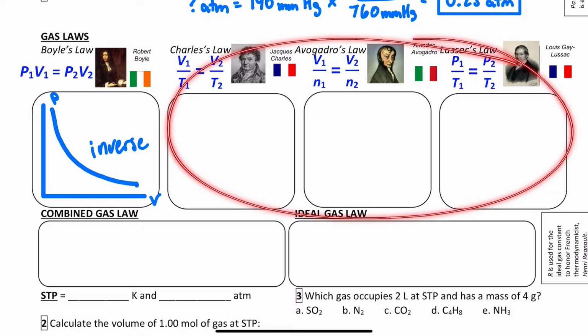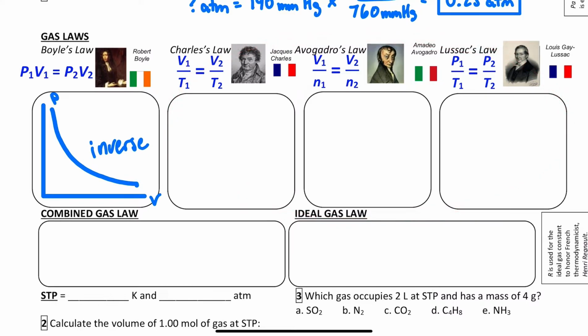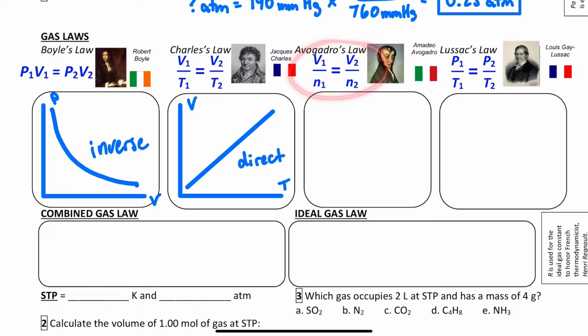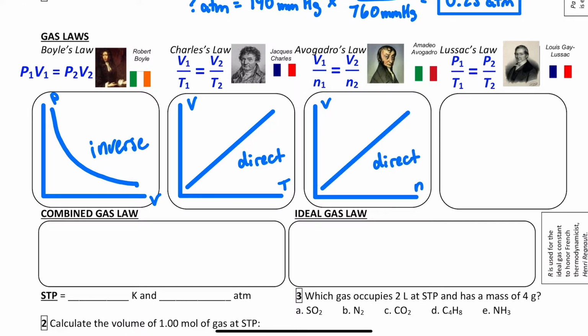All the others are actually direct relationships. Charles' law relates volume and temperature. If you plot the volume of a gas versus its temperature, you get a very linear, direct relationship. Likewise, with Avogadro's law, we saw that in the simulation just now. If you plot the volume of a gas versus the amount of it in moles, you get a linear, direct relationship. And then Louis Gay-Lussac's law relates pressure and temperature. If you plot the pressure of a gas versus the temperature, you also get a linear, direct relationship.